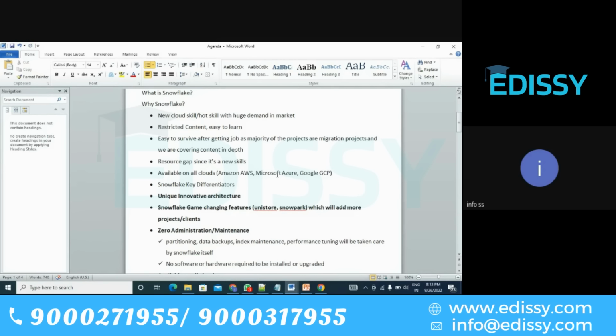Say 4 or 5 years back, AWS had great demand. Now Azure has good demand, and GCP is also picking up. You don't know which cloud will have demand and when, so it might change. Irrespective of which cloud it is, if you learn Snowflake you will have demand, because Snowflake is available on all clouds. You'll understand what I mean. We are saying it is available on all clouds, right? How it is.